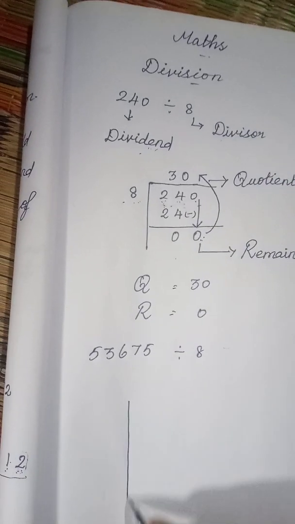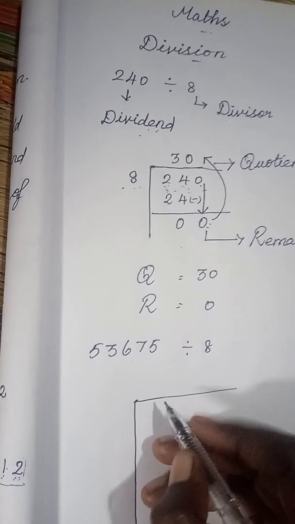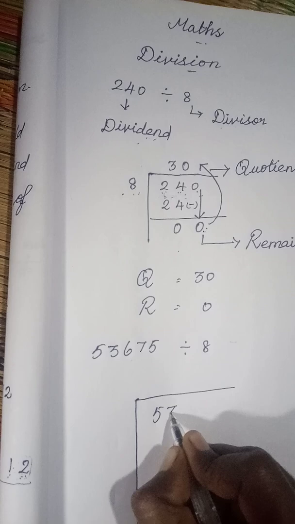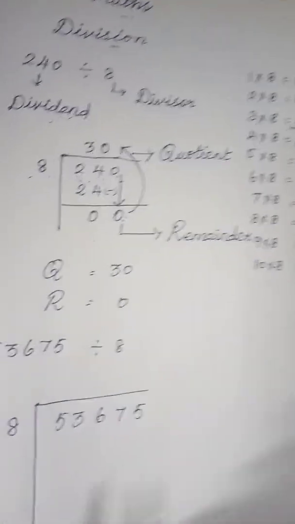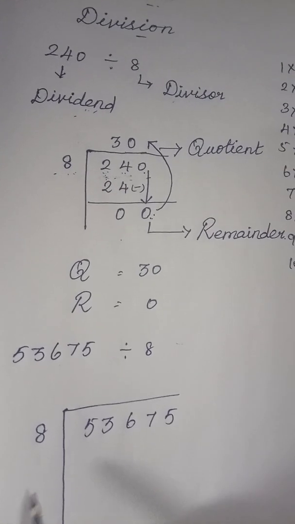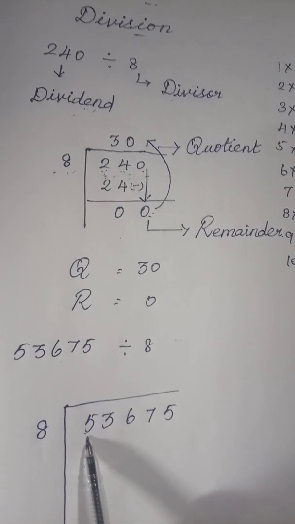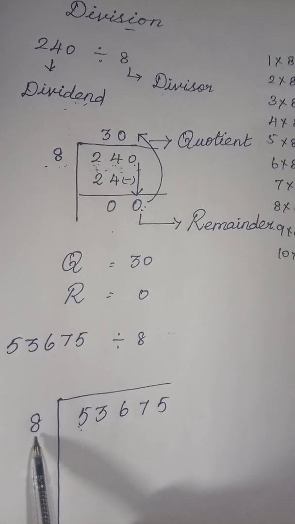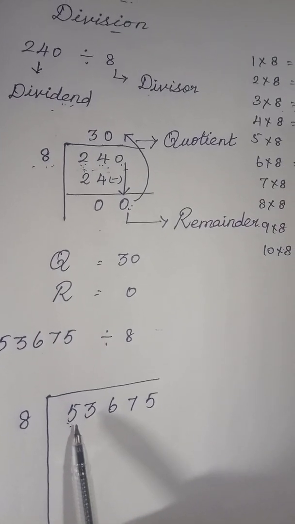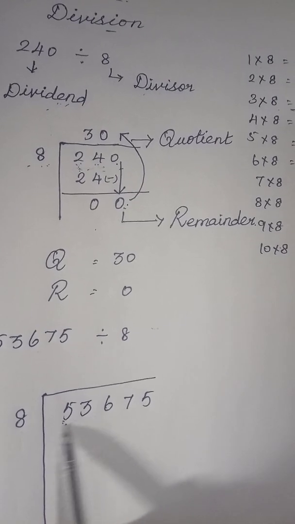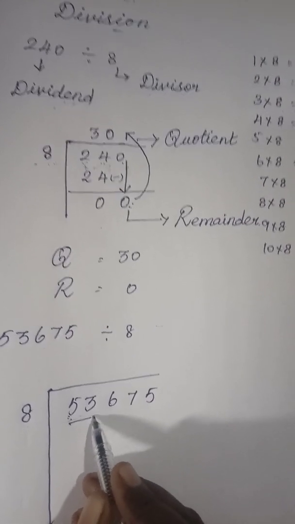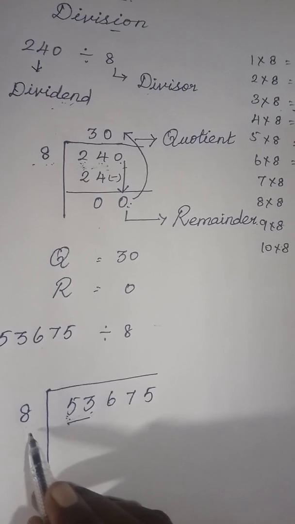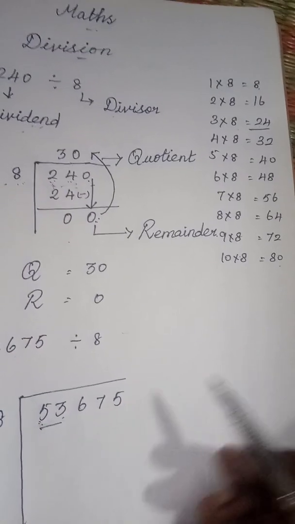Now I'll write the sum. Where will I write the dividend? Yes, here: 53,675. And the divisor here. Already I wrote the 8th table here. So from the highest digit, which is 5. But 5 is smaller than 8. So what will we do next? We'll take the first two numbers, 53. This 53 is bigger than 8. So now we'll go to the 8th table.